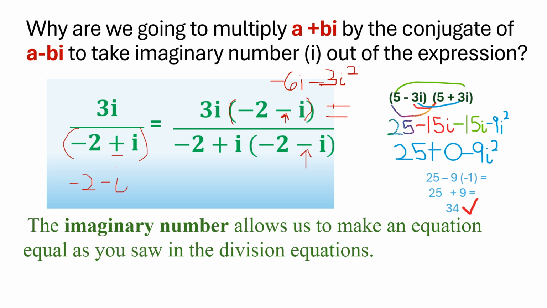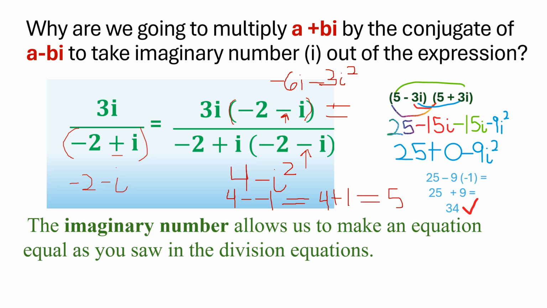And then these are going to come out to +4 minus i squared, which is going to give you 4 minus -1, which is going to give you 4 plus 1 on the bottom, which equals 5.